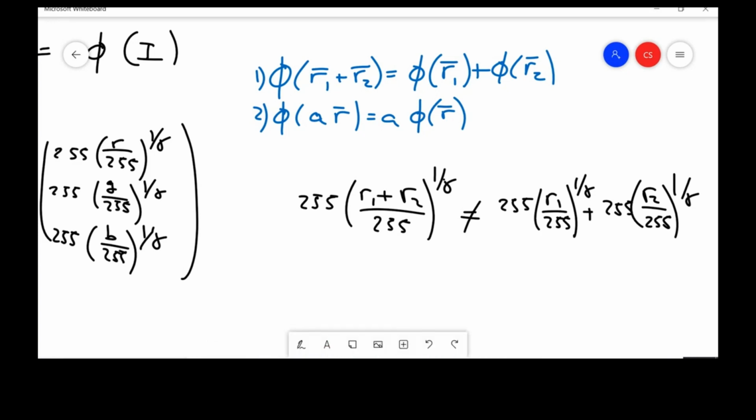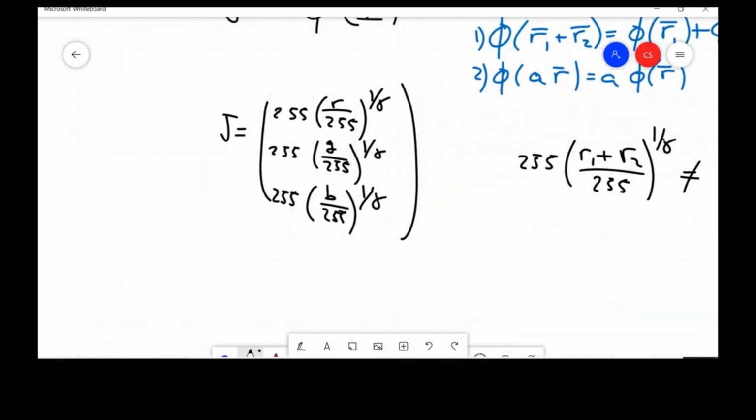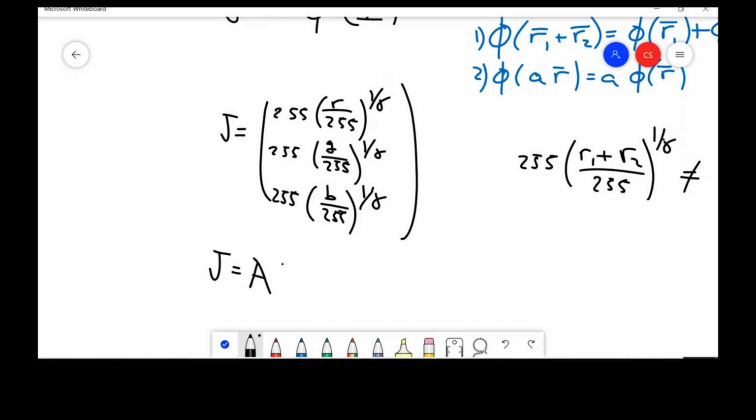The other proposition was the following. Let's say that you construct your image J, and I is a vector of the RGB components. You multiply a matrix by I, which is a vector. This is a 3 times 3 matrix. This is a 3 times 1 vector. That will give you a 3 times 1 vector.